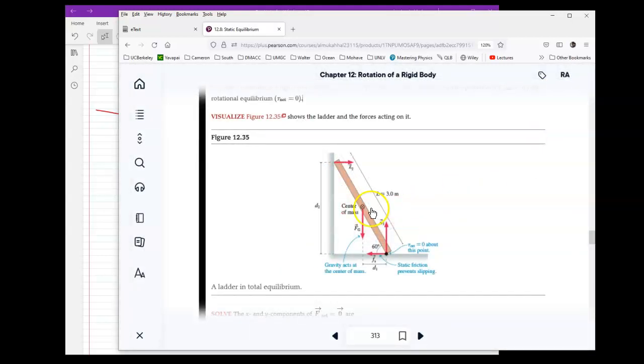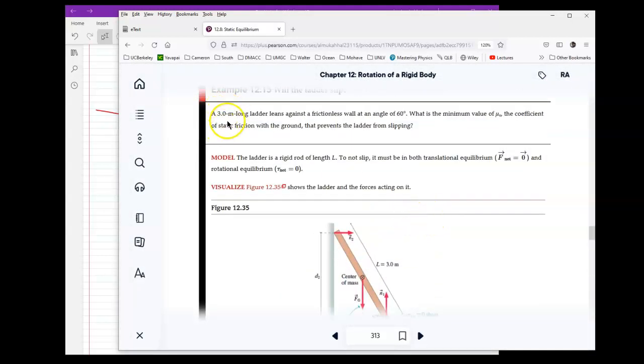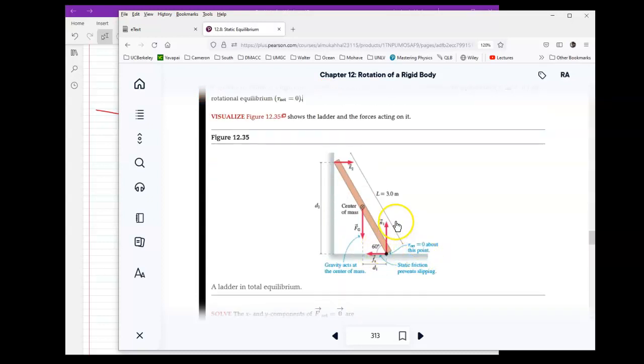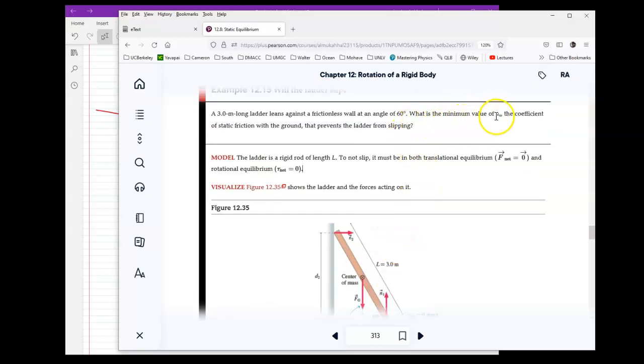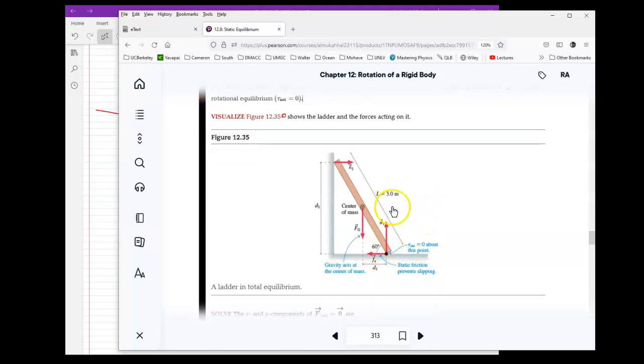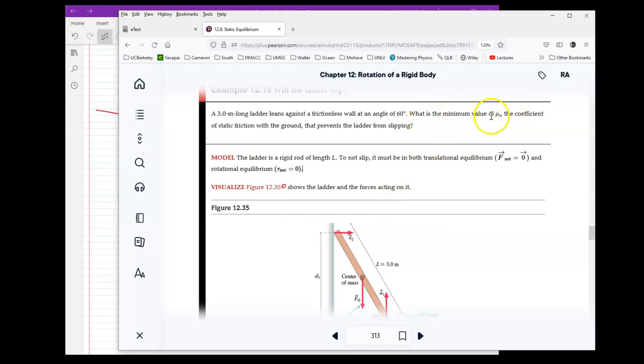Let's go back to the problem. It says here a 3 meter long ladder leans against a frictionless wall at an angle of 60 degrees right there. What's the minimum value of mu, which is the coefficient of friction, with the ground that would prevent the ladder from slipping? Okay, so what is the minimum value of mu sub s, the coefficient of static friction with the ground that prevents the ladder from slipping? Okay, so that's basically what the problem is asking.